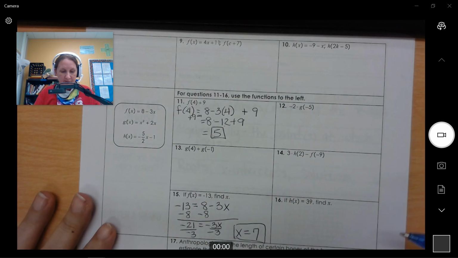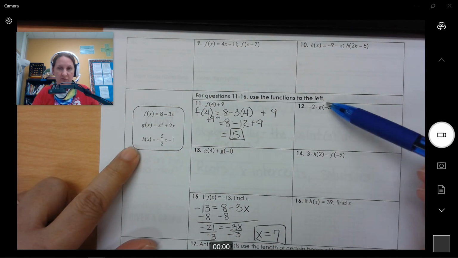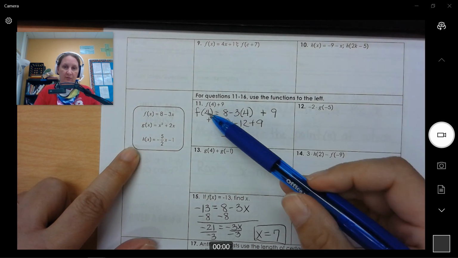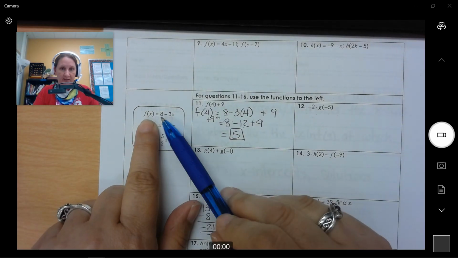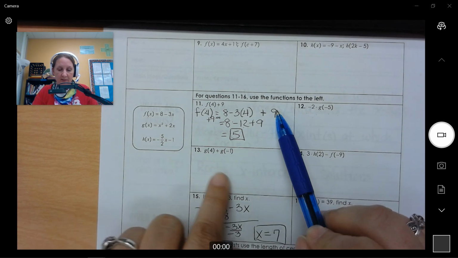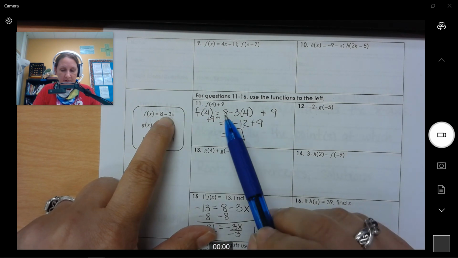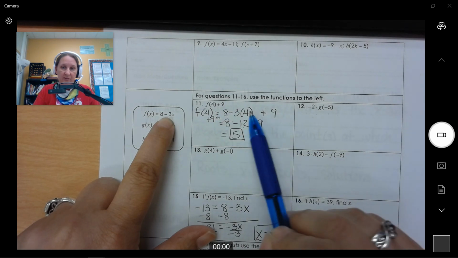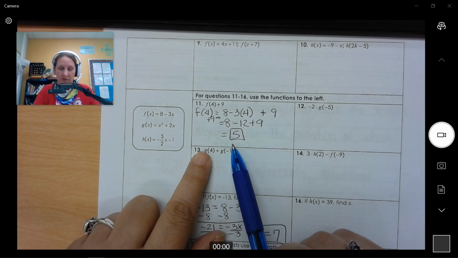All right, so use the functions from the left. They've given us some function rules, and they say use those functions to solve when you have a combination of a number times a function. So if you look here, we have f of 4, where 4 is the number we're putting in for x in the f of x function, plus 9. So 4 replaces this x: 8 minus 3 times 4. But we can't forget that it had a plus 9 at the end, so we add that 9 on as an afterthought. We do our multiplication and subtraction, and we get 5.